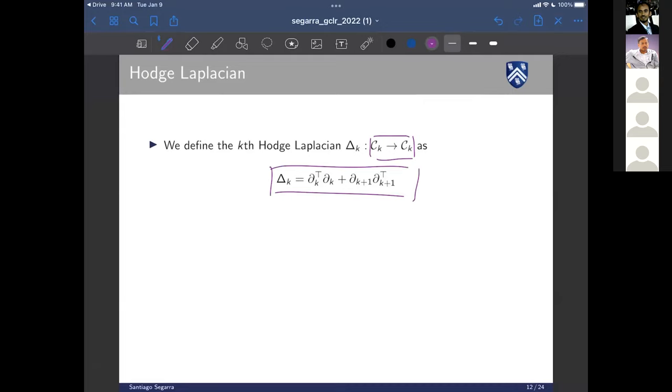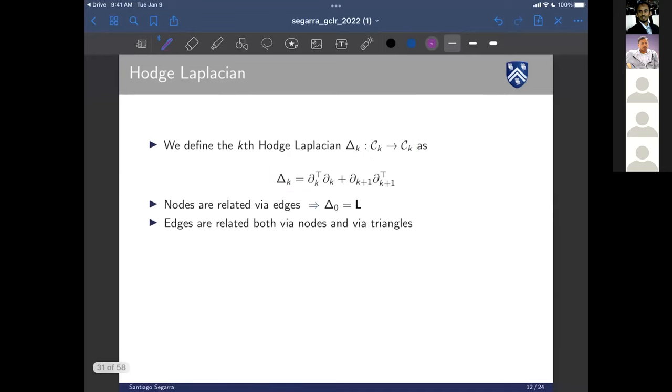But let's try to build a little bit of intuition of what this operator, which is a linear operator, is doing. Well, first of all, when k is equal to zero, so Δ_0, going from the nodes into the nodes, in that case, the Hodge Laplacian boils down to the regular combinatorial graph Laplacian, because ∂_0 is actually the zero matrix, and ∂_1 is actually the incidence matrix. So this BB transpose, which is indeed a way of defining the classical combinatorial graph Laplacian. So the Hodge Laplacian for k equals zero boils down to the graph Laplacian that we know and love.